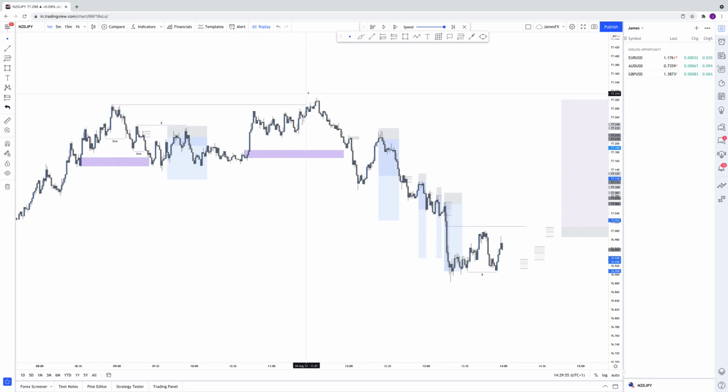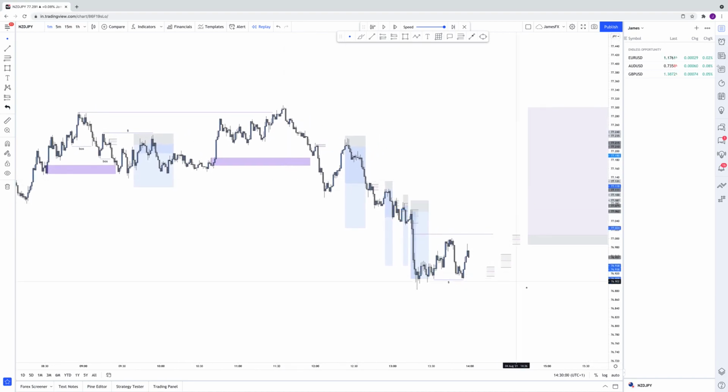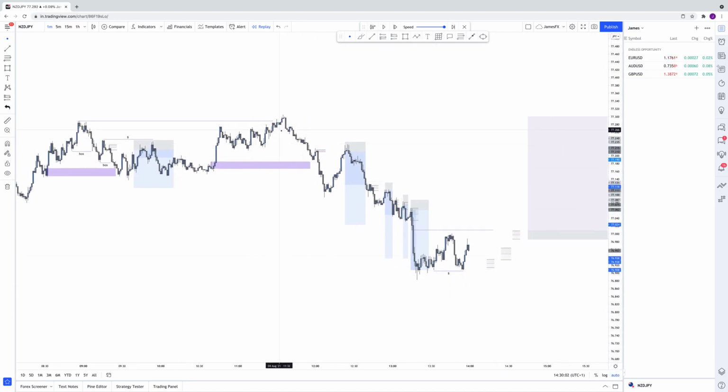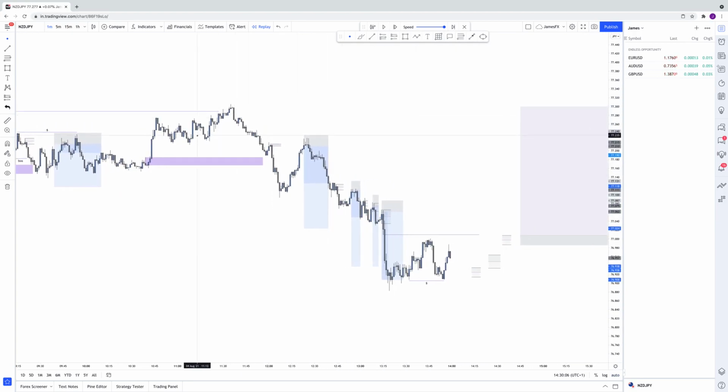Okay, so we've taken buy side liquidity, and if we get into this bit of pricing here, I just want to zoom in. This is key.